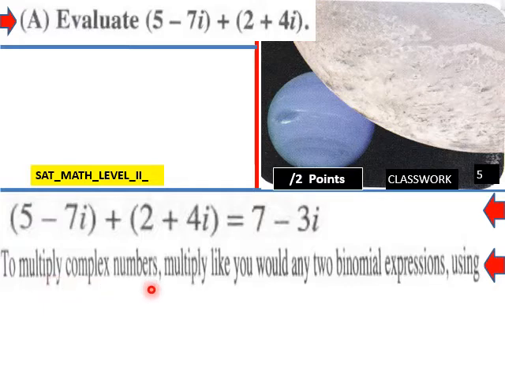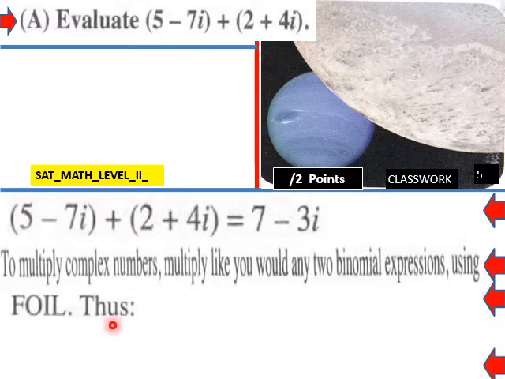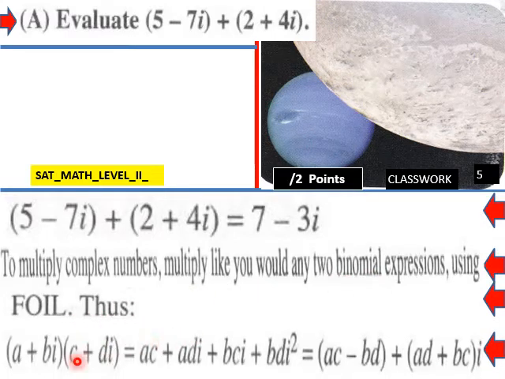Now, to multiply complex numbers, multiply like you would any two binomial expressions using FOIL. Thus, a plus bi multiplied by c plus di will equal ac plus adi plus bci plus bdi squared. So adi, then bci, then bdi squared.